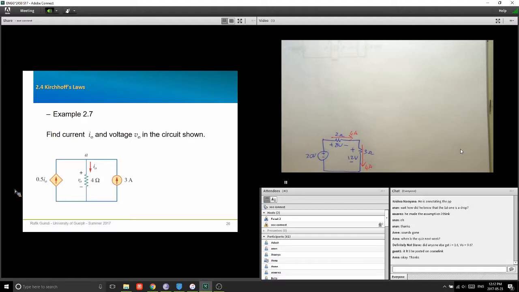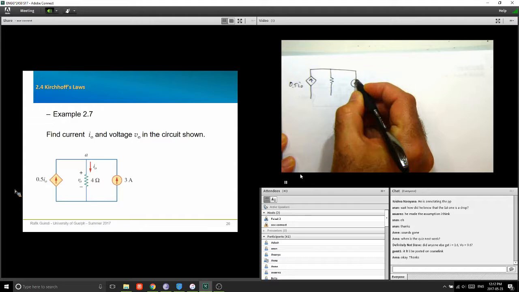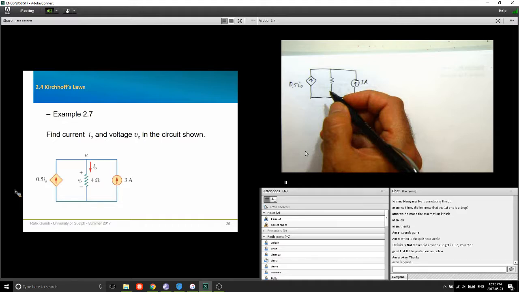So let's look at this one. I have a current of 0.5 I0. Okay, 3 amps. Node A, 4 ohm, plus or minus V0. Okay, so what can I do?